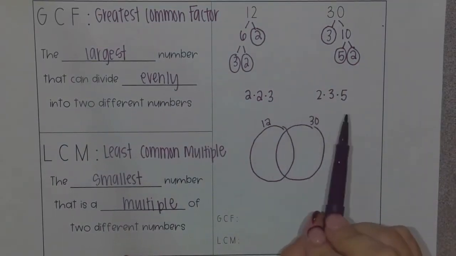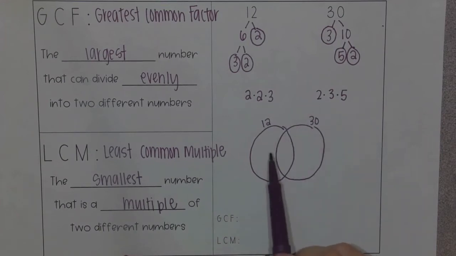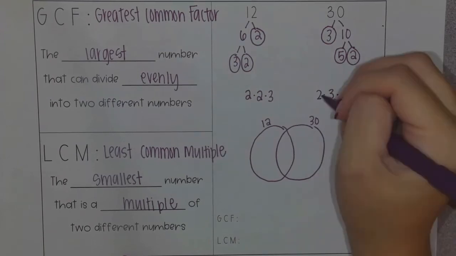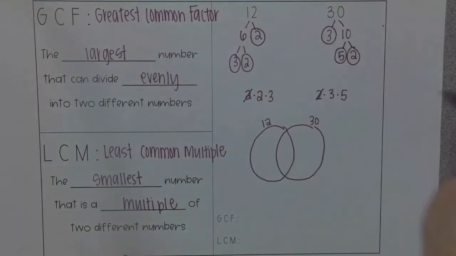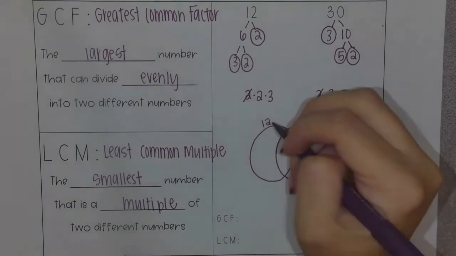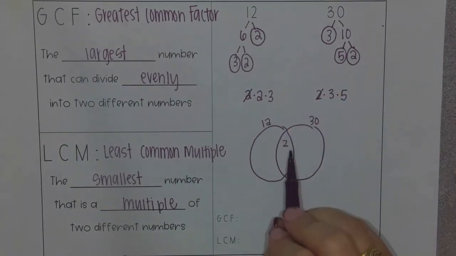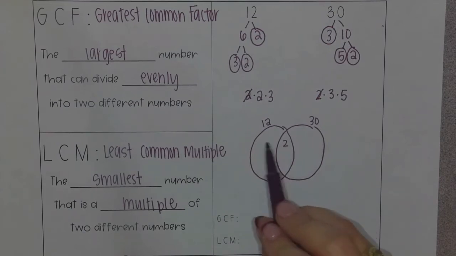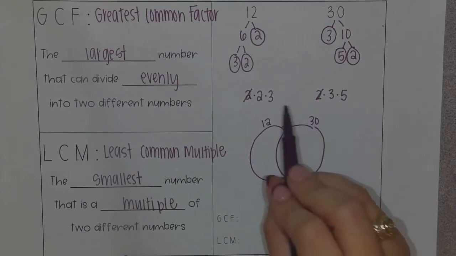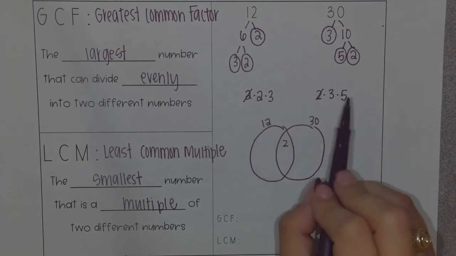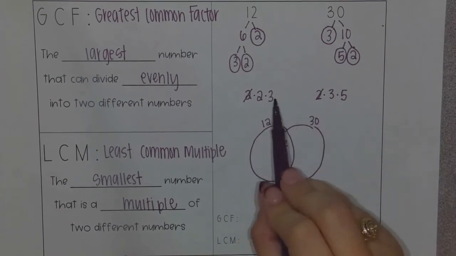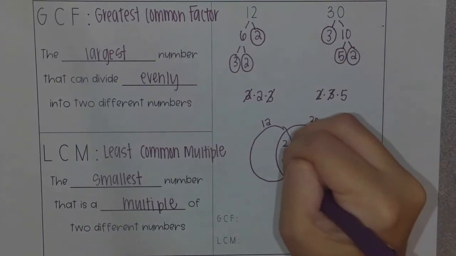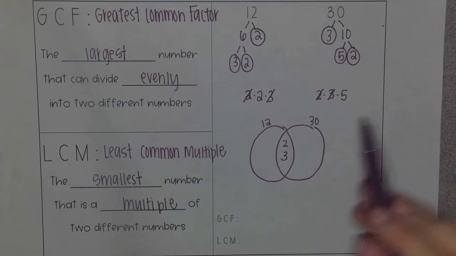Now I'm going to use these prime factors to fill in my Venn diagram. I see that 12 and 30 both have a 2 in common. So I'm going to cross a 2 off from both, and I'm going to put that 2 in the center of my Venn diagram because, again, that's where the Venn diagram shows what the two sides have in common. 12 has another 2, but 30 doesn't have another one that they have in common. 12 has a 3, and so does 30. So I'm going to cross those off, put it in the center of my Venn diagram.